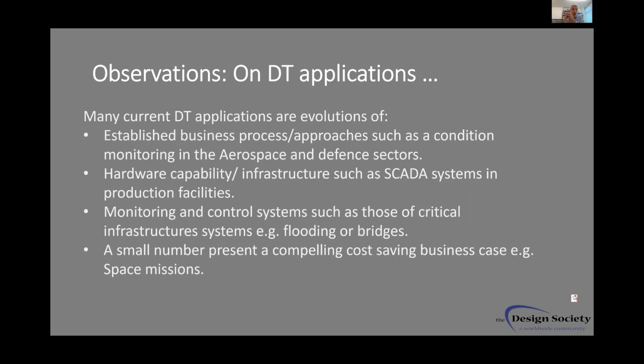or they are extending the monitoring and control systems that are in place, such as those for critical assets or critical infrastructure systems, e.g. flooding or for bridges. And for a relatively small number, they may present a compelling cost-saving business case. One example would be NASA and the space missions, and the difference between a physical twin asset and keeping one of everything versus a digital one. So what I'm really alluding to there is that the cost-saving aspect is not necessarily obvious in all applications.